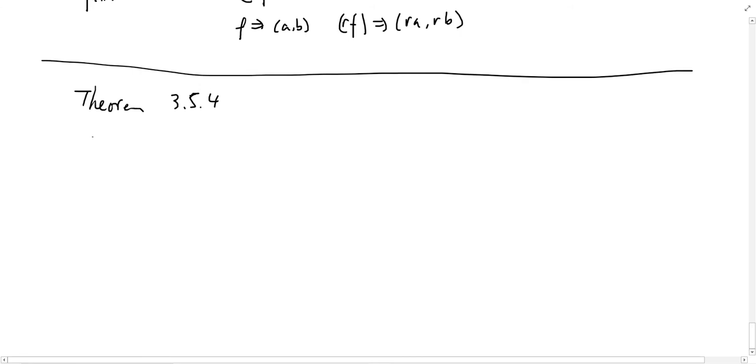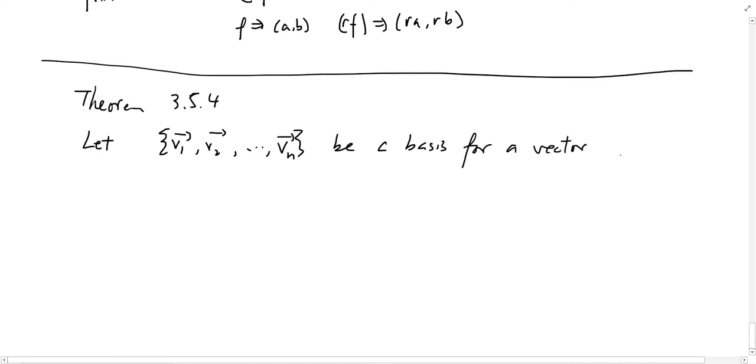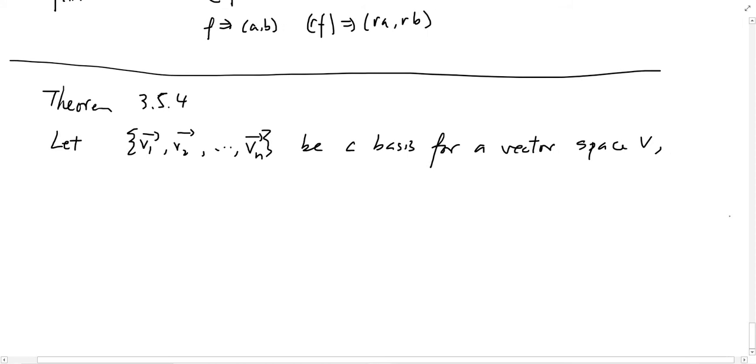So let's start with the following. Let's say we define vectors v1, v2, to vn, be a basis for a vector space V. Notice that this vector space V has n vectors as its basis, so therefore implying that the dimension of V is n.